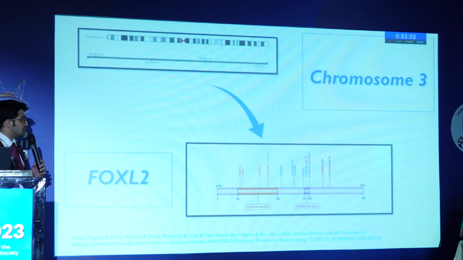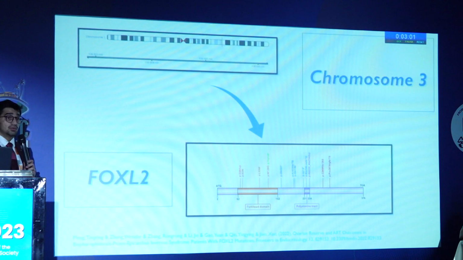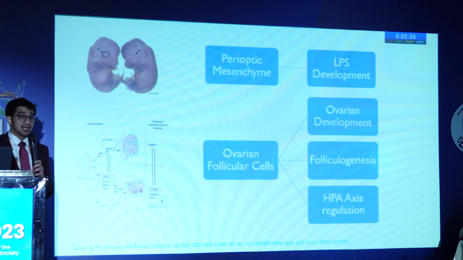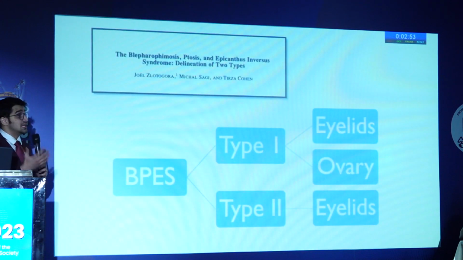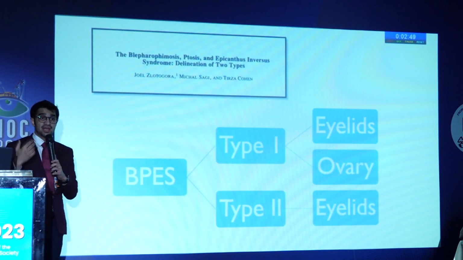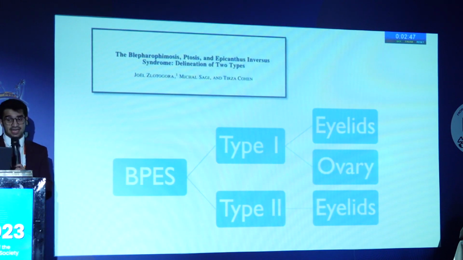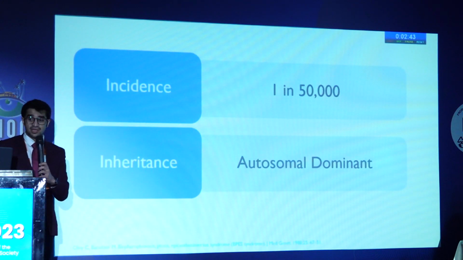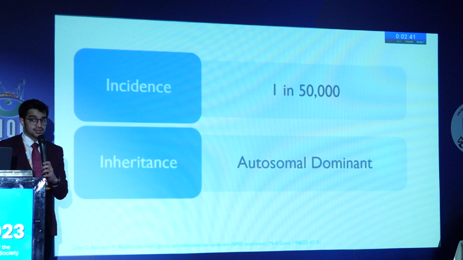So BPES, I told them, was caused by a genetic mutation in the FOXL2 gene, which is nestled within chromosome 3. It is primarily expressed in the developing eyelids and the ovary, and hence the delineation into 2 types. Type 1, which affects primarily the eyelids and the ovary, and type 2, which affects only the eyelids. It is relatively rare with an incidence of 1 in 50,000 and has an autosomal dominant inheritance.